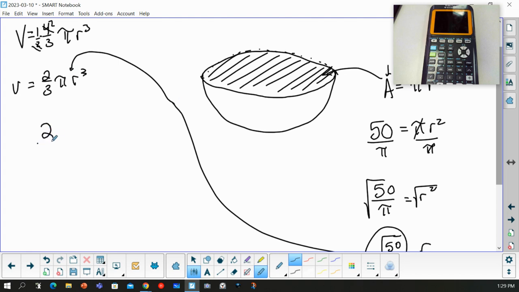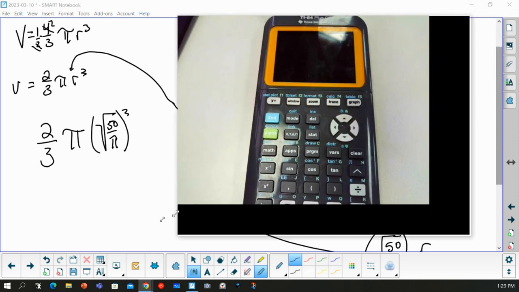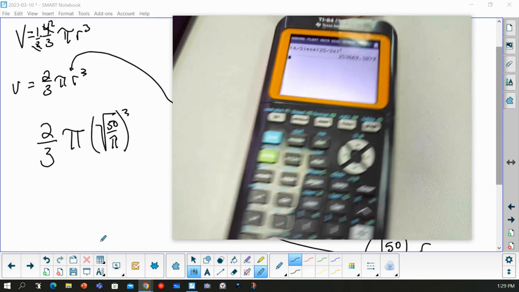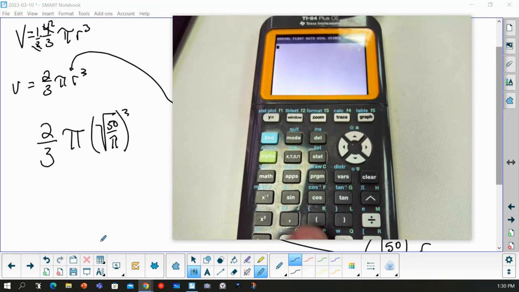So I'm going to plug in volume of a hemisphere, 2/3 times pi times the radius, which is the square root of 50 over pi, cubed. So on my calculator, I need to plug this in just like this. Now let me see here if I can make this a little bit bigger so you can see it. Turn my calculator on. So I'm going to clear. I know it's still kind of small for you. Let's see if you can see this here.